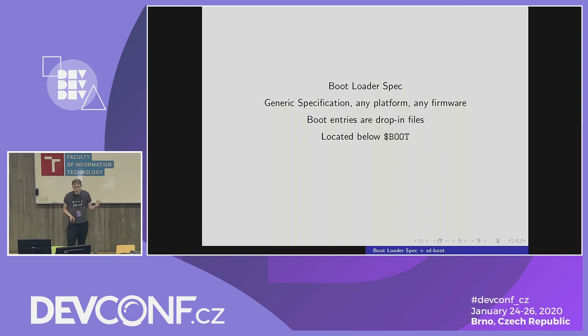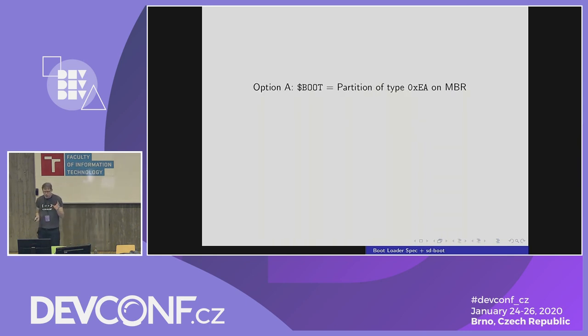These drop-in files are located below something I generally just abbreviate as $boot here. It looks like an environment variable, but it's supposed to be just a placeholder that dictates where to find these drop-in entries. What $boot actually means, there are two options. Option A, where $boot is a partition, and if you use an MBR partition table, like the good old classic DOS partition table that is still popular in the cloud, then you use that partition type there, which is EA in hex. Or on GPT, you use this long type UUID. That is where these entries are supposed to be found.